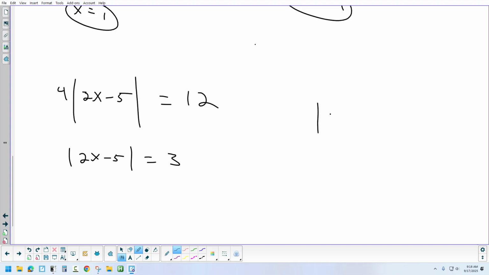How about if I had something like this? What would be my first step there?